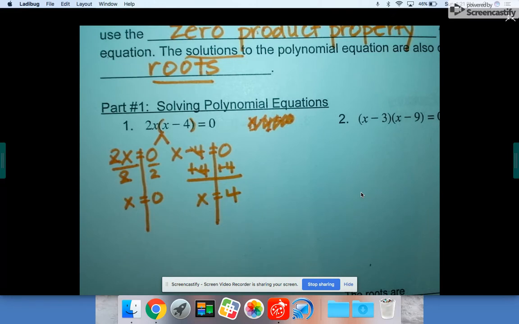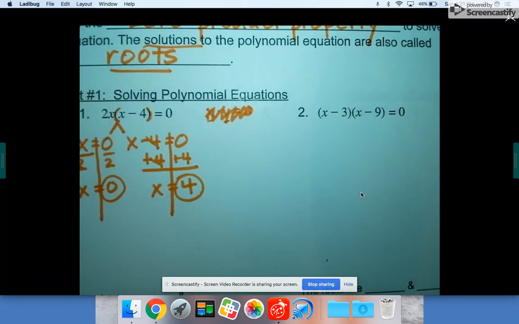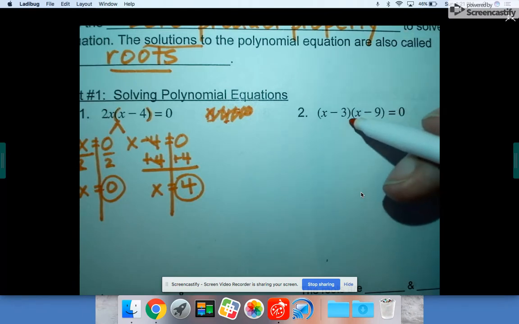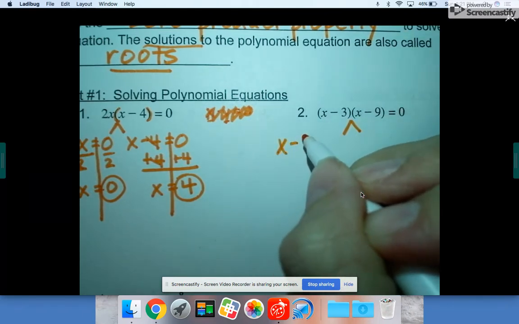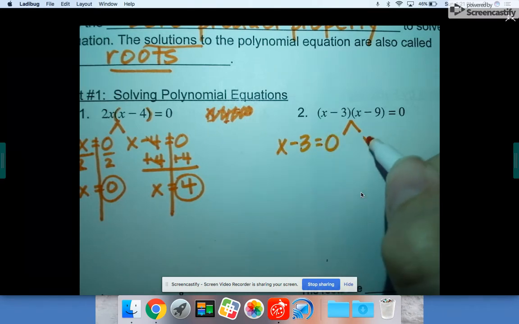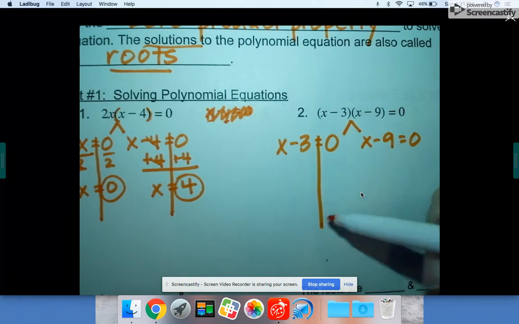So our 2 roots or solutions are 0 and 4. All right. So for number 2, you're going to do the same thing. Either x minus 3 is equal to 0 or x minus 9 has to be equal to 0 for the 2 to be multiplied and it to equal 0. So we're using the zero product property to set these each equal to 0 to find the roots. So x minus 3 equals 0 and x minus 9 equals 0. Go ahead and solve them.